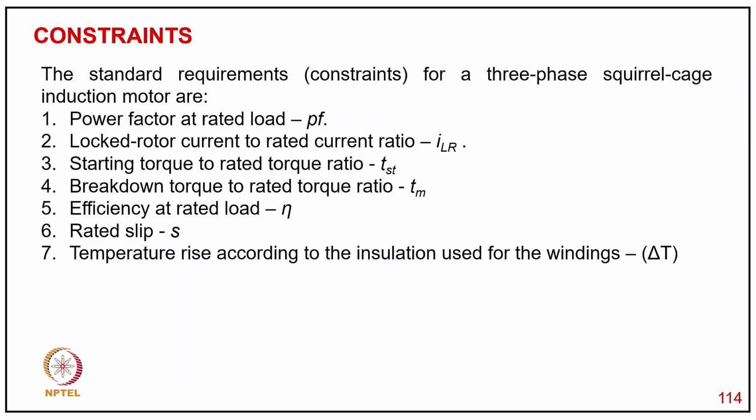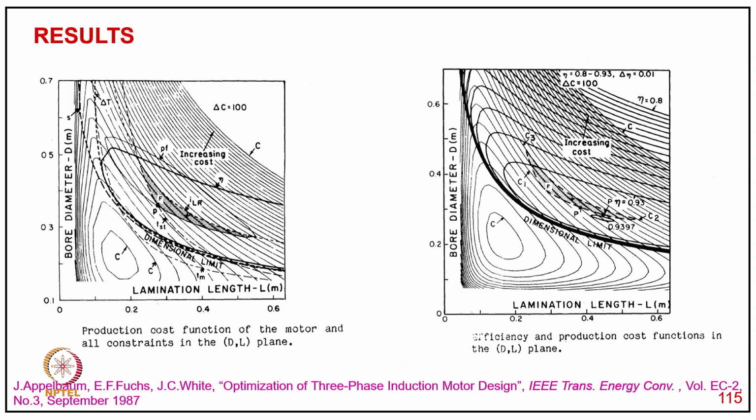Now, the standard requirements or constraints for a 3-phase squirrel cage induction motor, which people have considered, are important, like power factor at rated load, locked rotor current or starting current to rated current ratio, starting torque to rated torque, breakdown torque to rated torque, efficiency at rated load, full load slip, and temperature rise according to insulation, normally for the winding. And these are typically the production cost function of the motor and all the constraints. They are very tight, so you get very small space with the constrained optimization to get the final design as you look into the parameters, and similarly for efficiency.